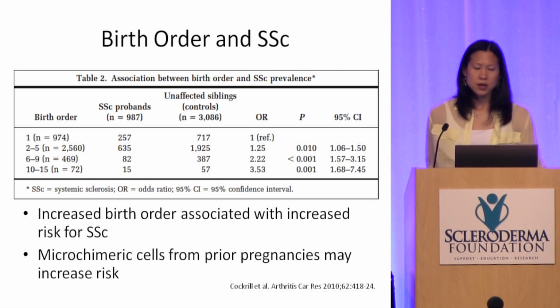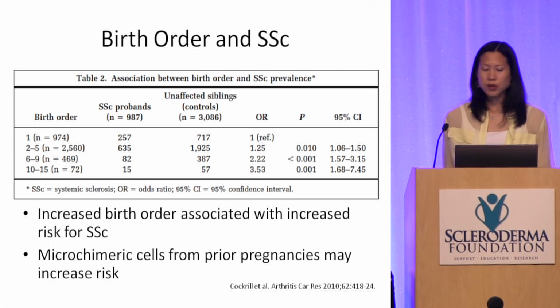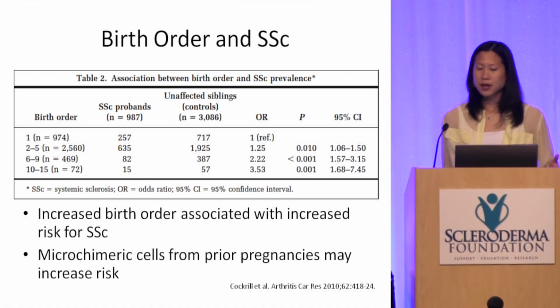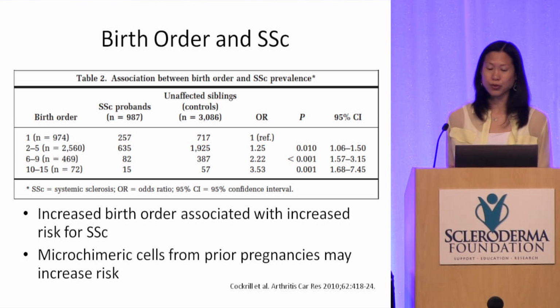Regarding birth order in systemic sclerosis, this is a study that looked at scleroderma cases and their unaffected siblings or controls. Basically, they found that as you increase your birth order, you increase the risk of having systemic sclerosis. If you were the second to the fifth child born, then you have a 25% increased risk of having scleroderma compared to your unaffected sibling. If you are between the sixth and ninth child born, you have more than a twofold risk. And if you're in a family that just has a ton of kids and you're in the 10th to 15th birth order, then you have a 3.5-fold increased risk of having scleroderma compared to a sibling. So overall, increased birth order is associated with an increased risk of development of scleroderma. And the thought is that maybe these microchimeric cells from prior pregnancies are increasing the risk to develop scleroderma in later pregnancies.